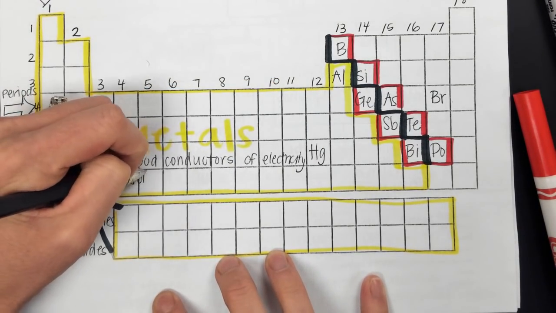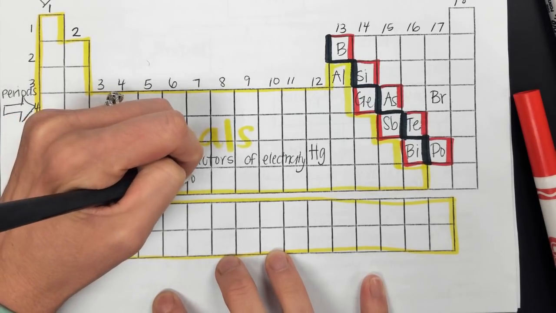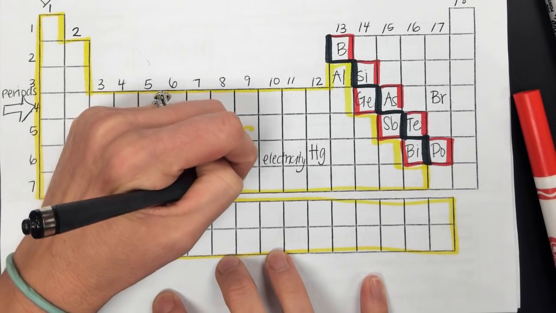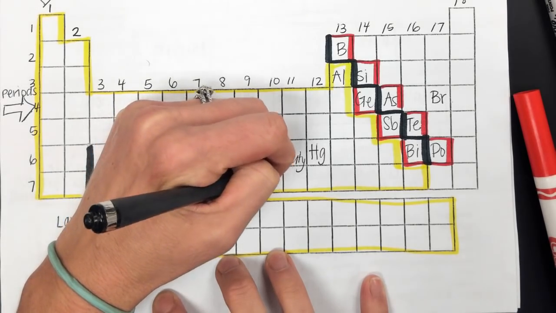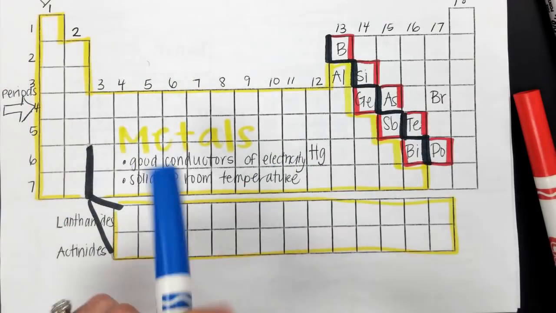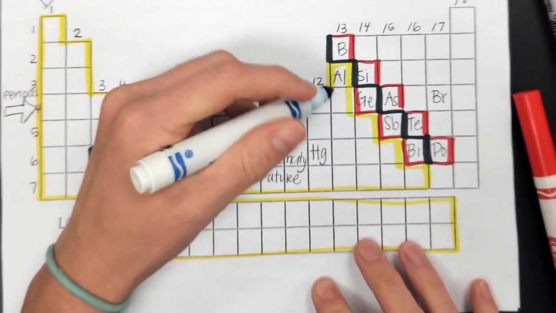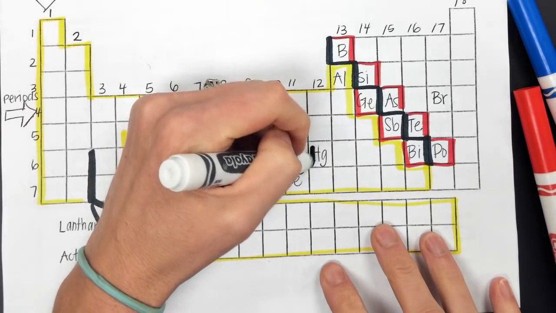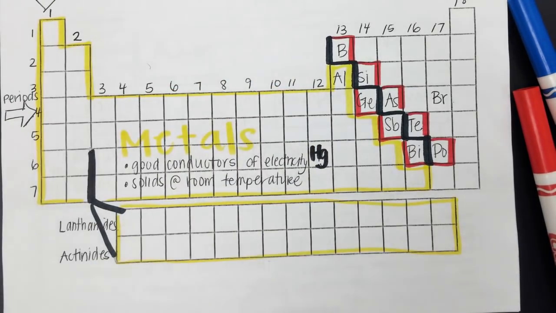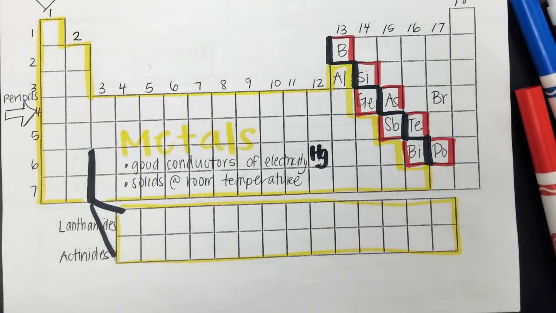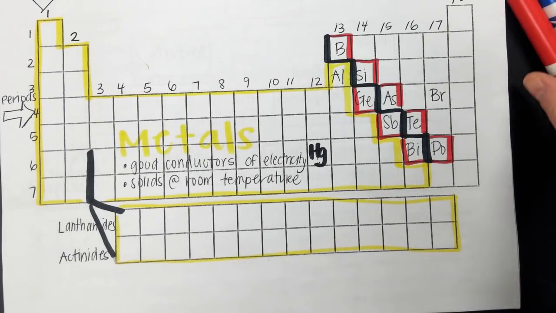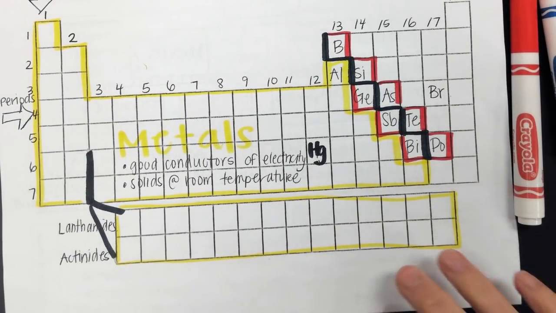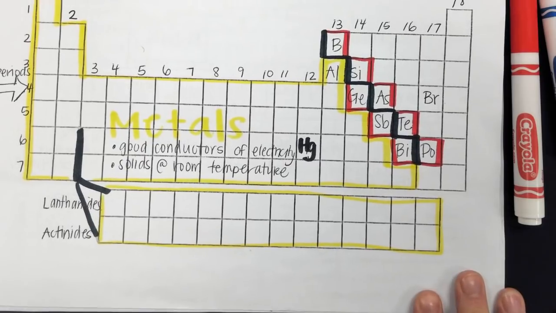They are mostly solids at room temperature, except for this one little guy, Hg. I don't want to do him in blue because I'm going to do my nonmetals in blue, so I'll just do him in black. Hg is mercury, okay? He is the one metal that is liquid at room temperature. That's what they used to put in thermometers, but mercury is a pretty heavy metal and quite dangerous, so they don't use that in thermometers anymore.